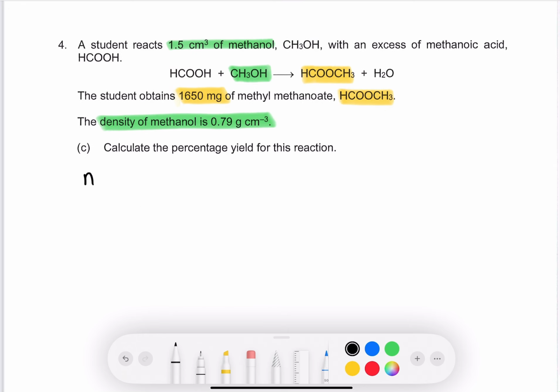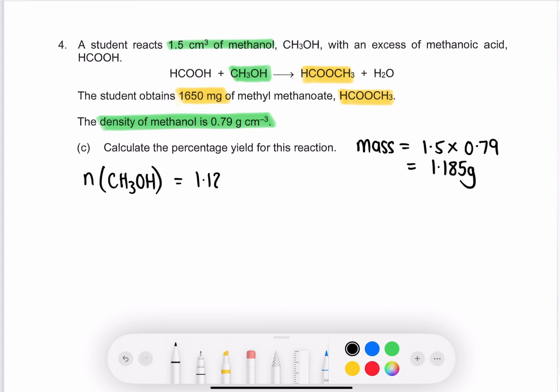So let's just work out how many moles of methanol we used. Well, to do that, we're going to need the mass of methanol. And at the moment, we've got the volume. Well, the volume is 1.5 centimetres cubed, and we've got 0.79 grams per centimetre cubed. So we've got 1.185 grams in total. And then moles is mass divided by Mr. So that's how many moles we started with.